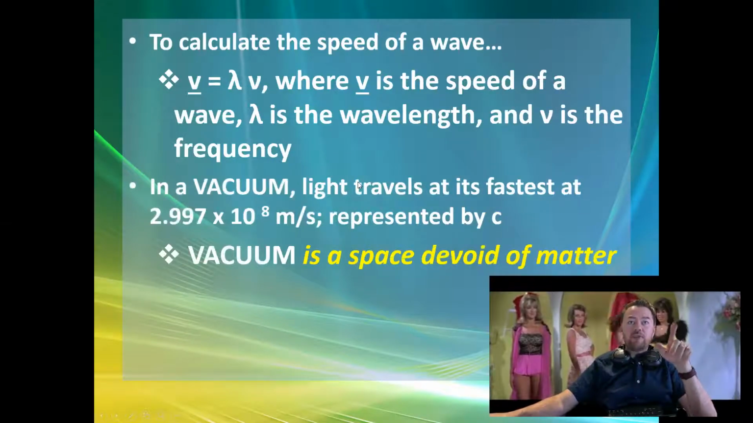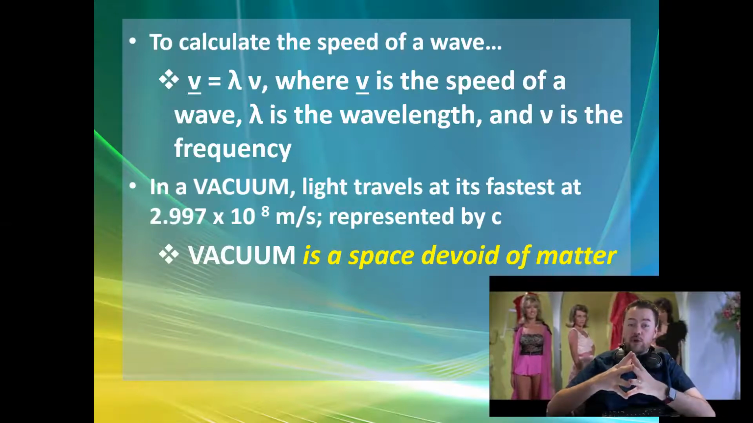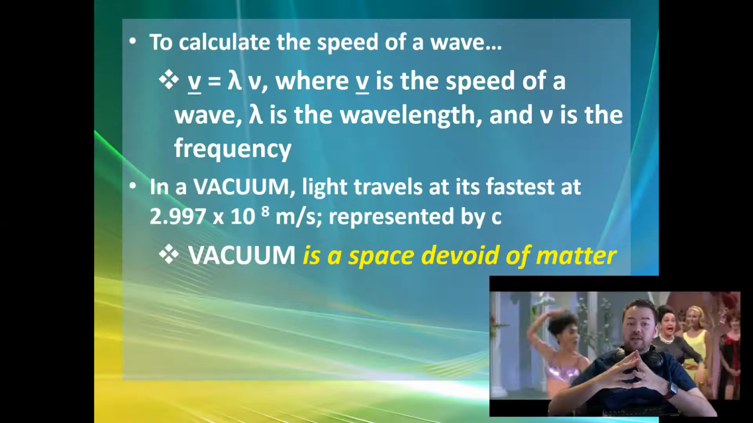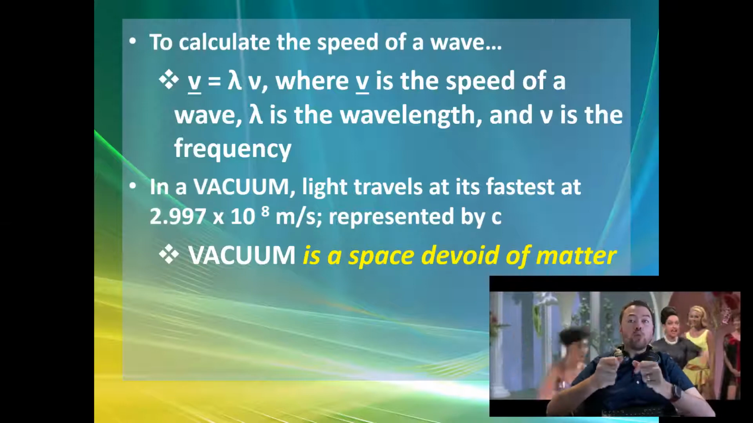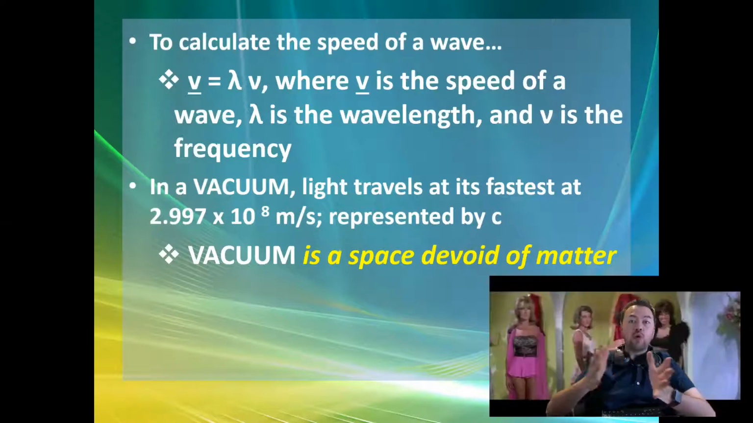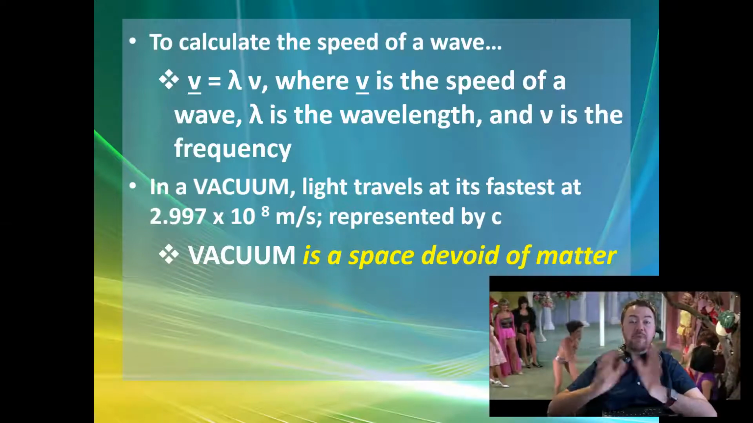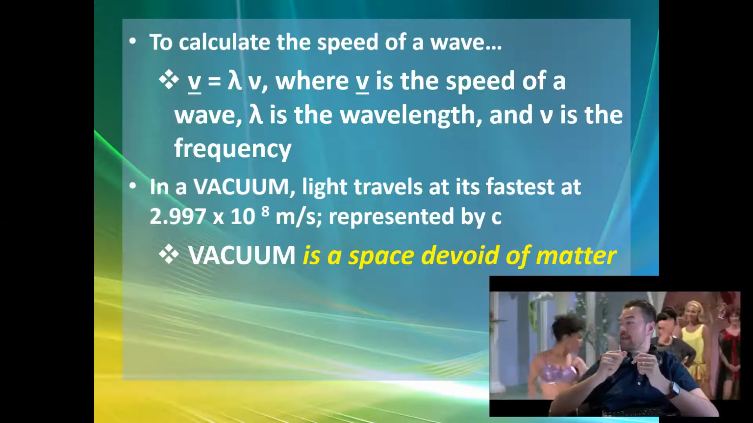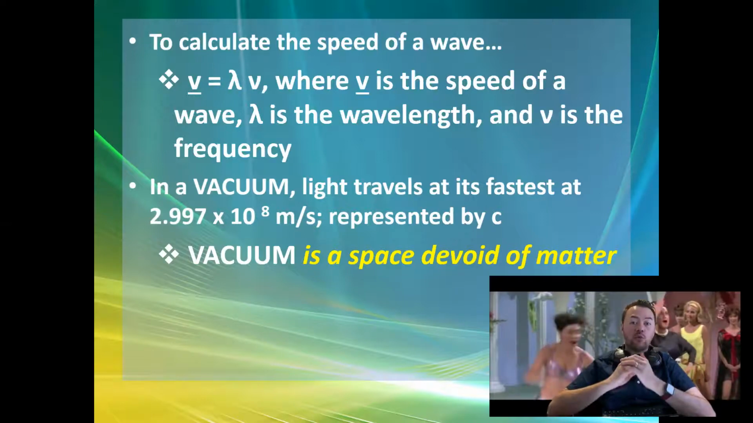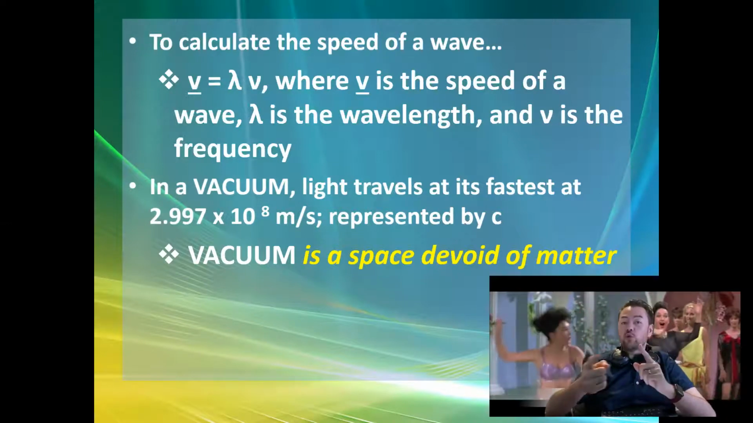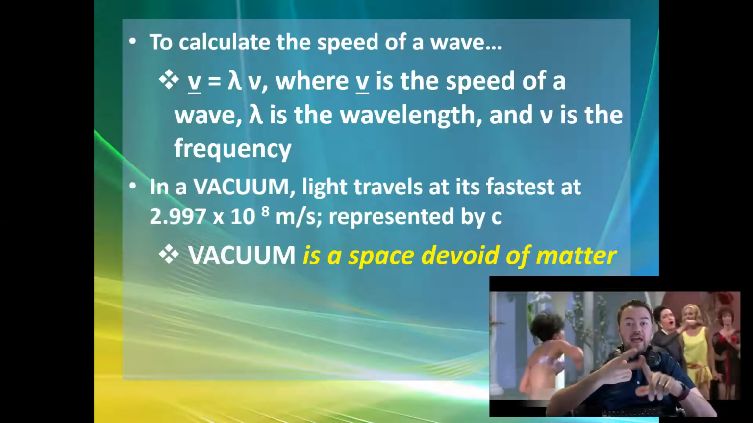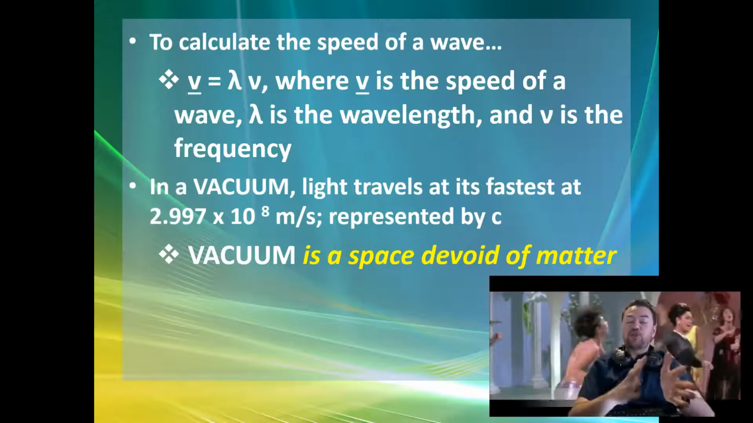Now, if light is traveling through a vacuum, and a vacuum is a place where there is no matter whatsoever, it's devoid of matter. Devoid means that there's nothing. It's missing. It's empty. A vacuum is a space where there is no matter whatsoever. No gases, no elements. It's just emptiness, pure emptiness.